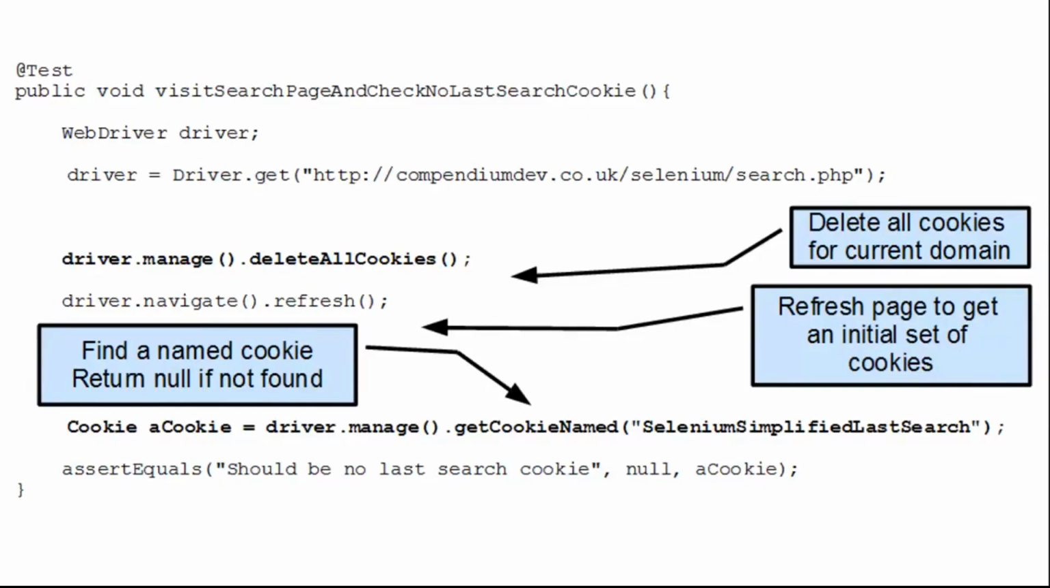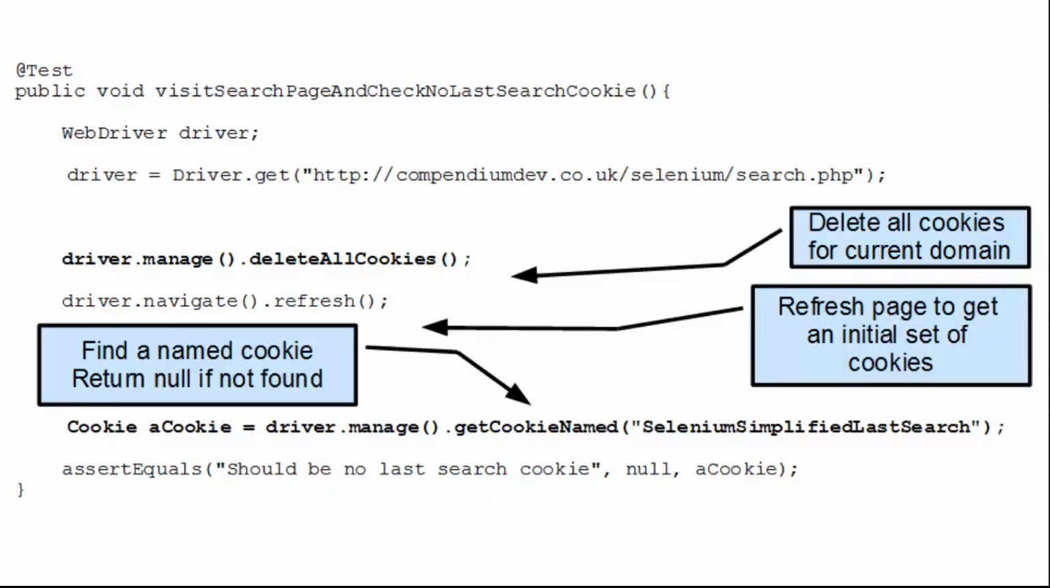So the first thing we do in this particular test is delete all the cookies, because I want a nice clean test. Then I will navigate and refresh the page. Then when I do a driver.manage.getCookieNamed and then this specific cookie, nothing will be there because we deleted all the cookies. So you can see that when I ask for a cookie with a specific name and it's not there, I don't get an exception, I just get a null returned.